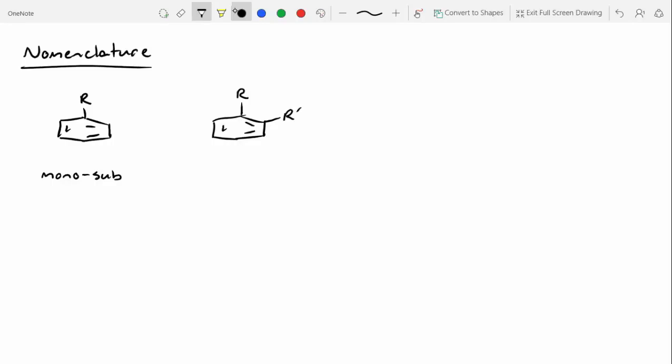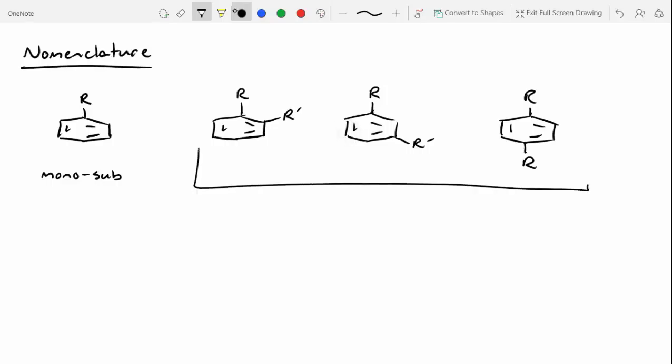So I'll call this R and R prime. You could have two that are spaced out a little bit more, so that this R prime is down kind of at the 4 o'clock position. Or you could have that R group at the 12 o'clock position, or sorry, 6 o'clock. All of these are di-substituted benzenes, and yet they are all constitutional isomers of one another. So what chemists have done is they've classified these a little bit differently. These are all di-substituted.